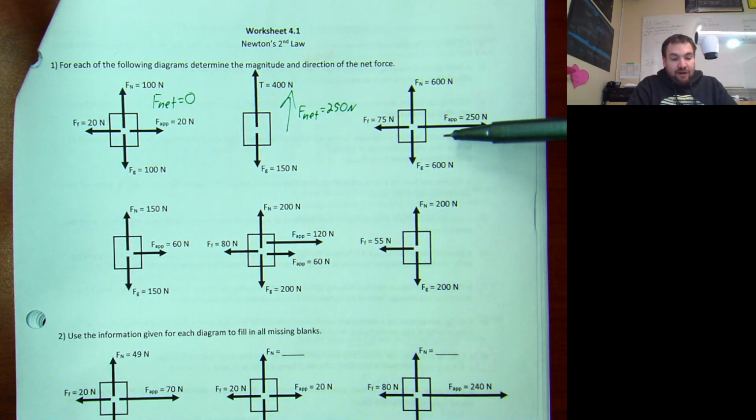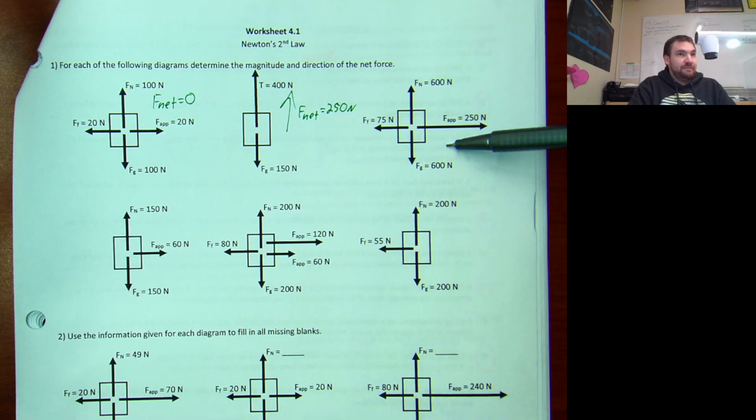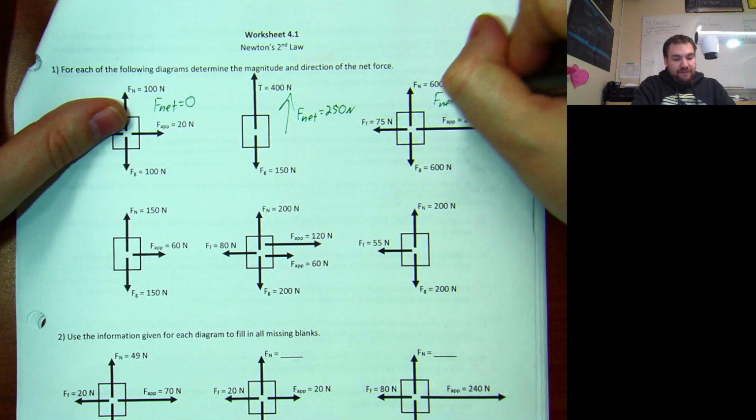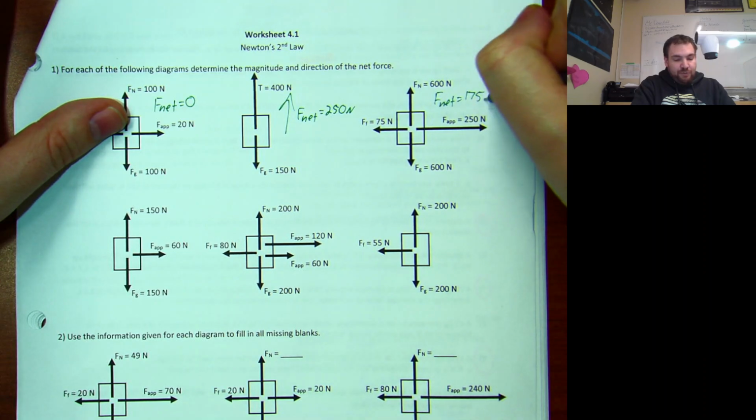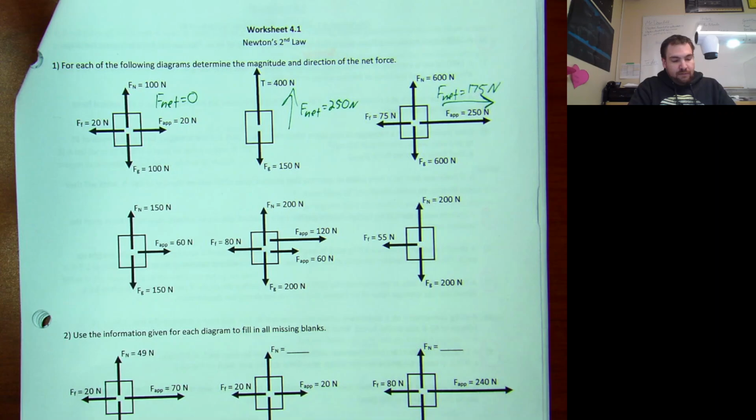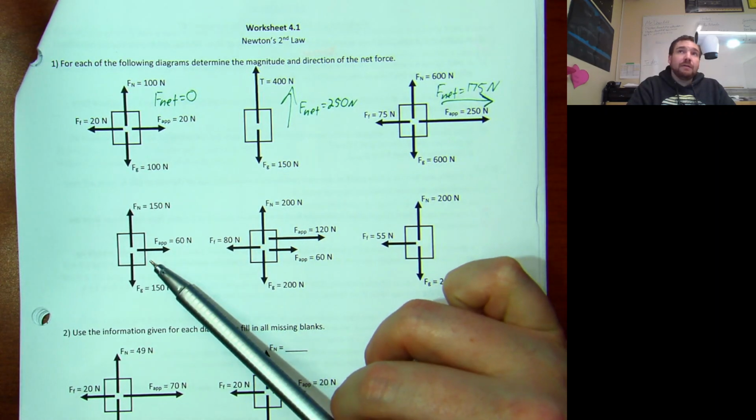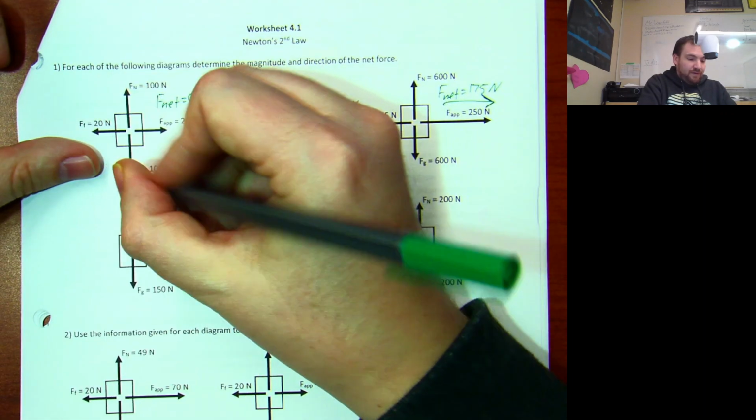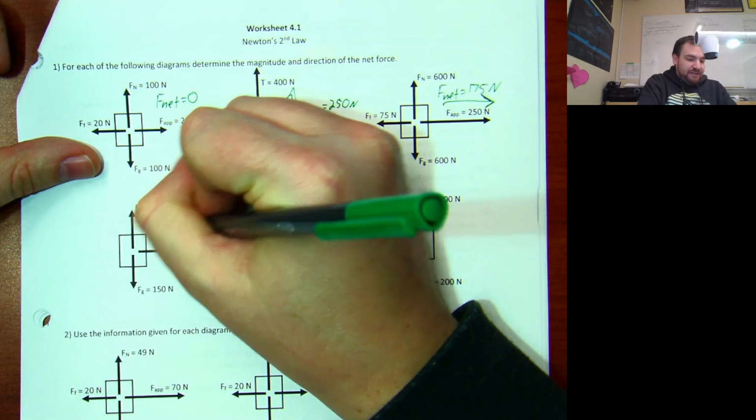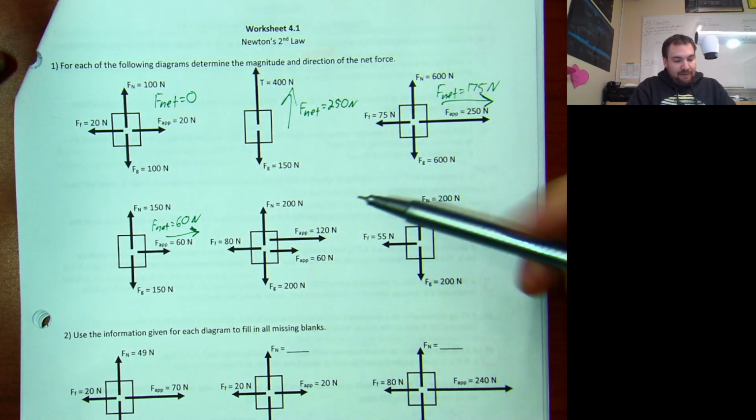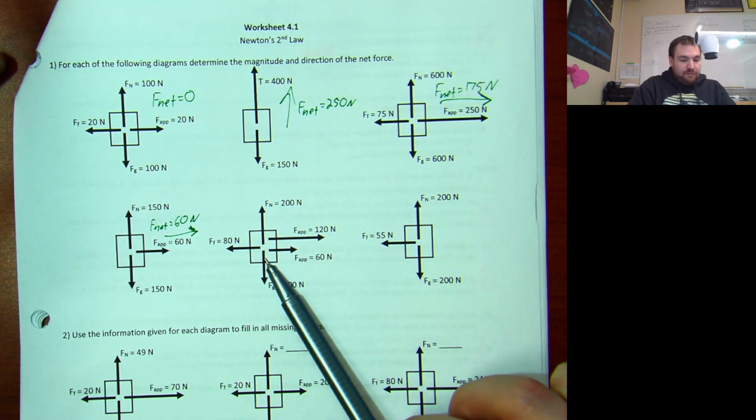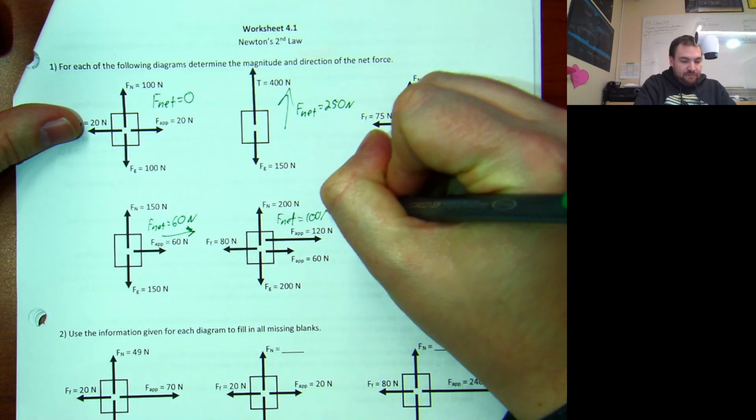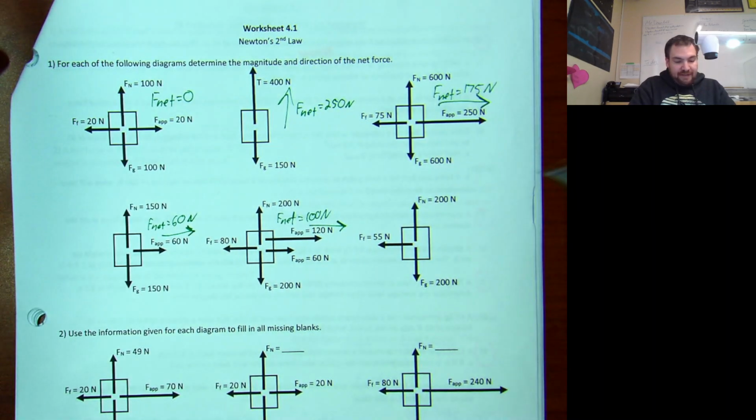What's my net force here? What is it and which direction? 175, to the right. F net equals 175 newtons that way. Cool. How about this guy? 60 newtons. F net equals 60 newtons going that way. Cool. How about this guy here? 100 newtons. F net is 100 newtons, which way? Right. Cool.